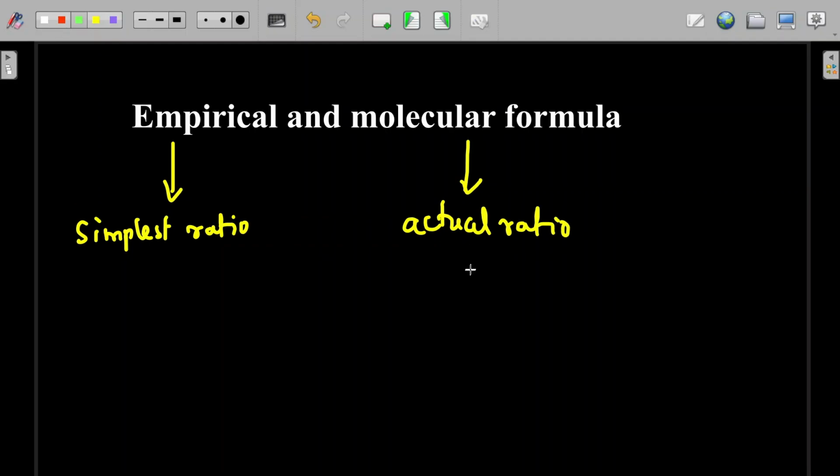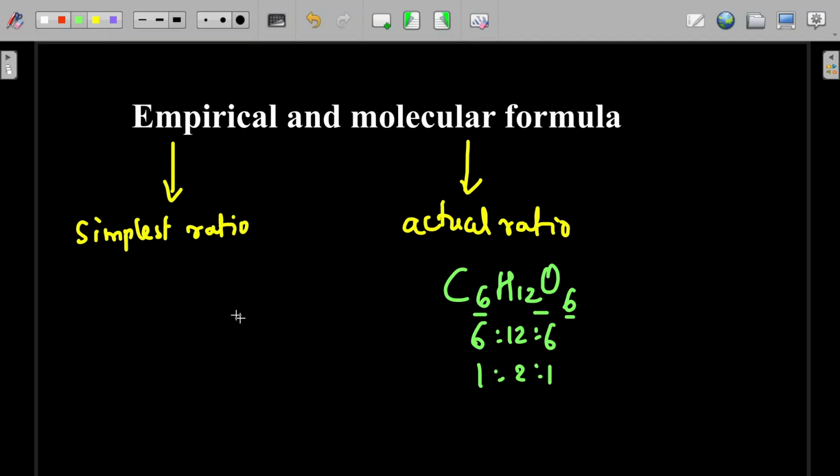For example, if you take glucose, the formula is C6H12O6. This is the actual formula. But if you take the simple ratio between the atoms, 6 is to 12 is to 6, then 1 is to 2 is to 1, so you write CH2O. So CH2O will be the empirical formula. This is a simple thing you should know first.